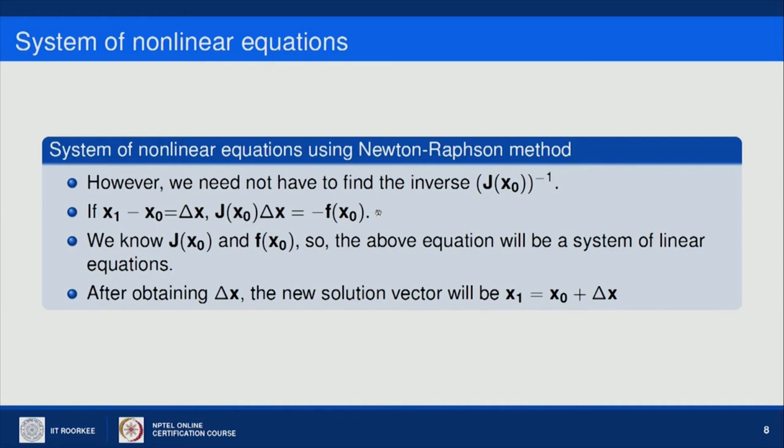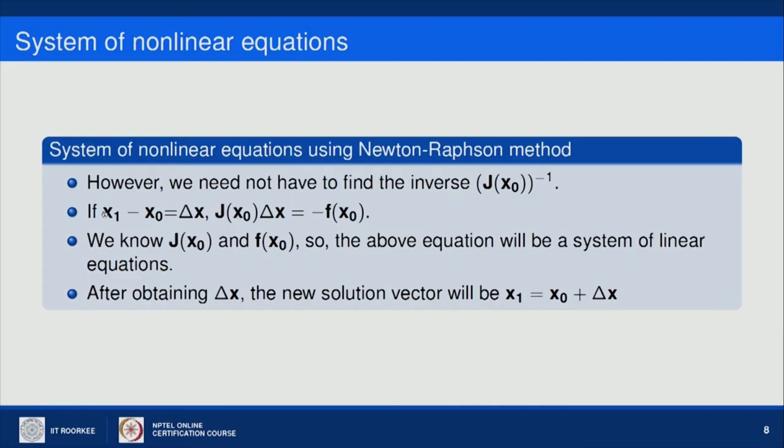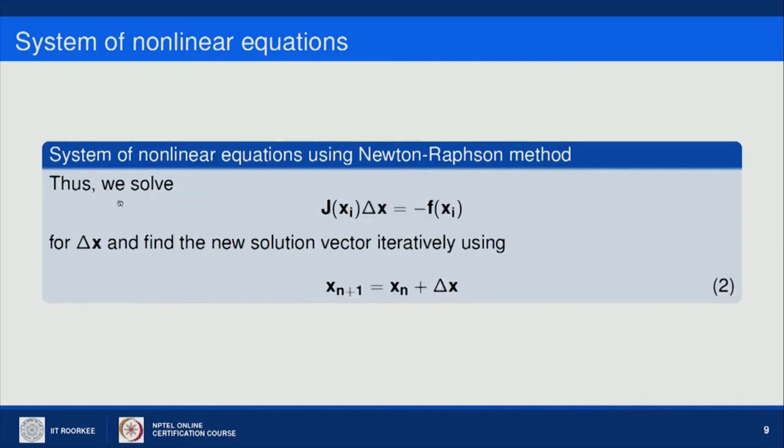So, the above system becomes a system of n linear equations with n unknowns, and once we have this system, we can solve it using any scheme which I told you in module 1, like Jacobi or Gauss-Seidel approaches. Once you solve for delta x using one of the iterative schemes for linear equations, the new solution can be obtained using x1 equals x0 plus delta x. So, in brief, in the ith iteration with vector xi, we solve J(xi) times delta x equals minus f(xi), and by solving this we find delta x, and the vector x in the next iteration becomes xi plus delta x.